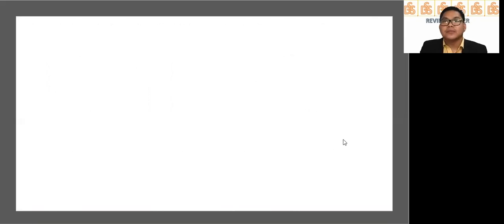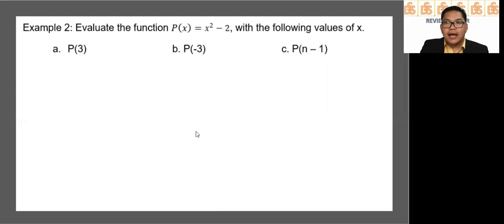Okay, so let's proceed. How about this one? This is an example of a quadratic function. Evaluate the function p of x, x squared minus 2 with the following values of x. You may try A, B, and C. But at this point, we will only answer letter C, n minus 1, because we have already solved similar to A and B in the previous example.